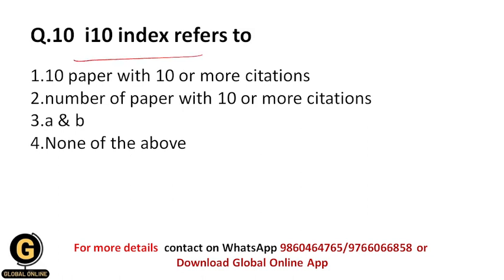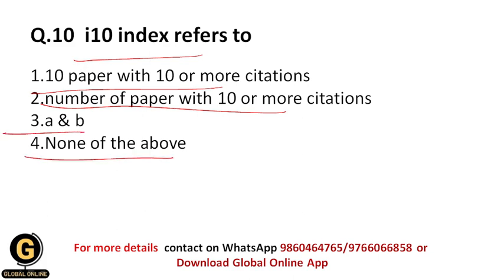I-10 index refers to, now students, what is I-10 index? So whether it is 10 papers with 10 or more citations, or number of papers with 10 or more citations, or A and B, or none of the above. So students, I-10 index actually refers to the number of publications with at least 10 citations, okay. So number of publications with at least 10 citations, and that's why I-10 index refers to what? Number of papers with 10 or more citations. At least 10 citations means 10 or more citations are applicable, okay. That's why your correct answer should be 2.